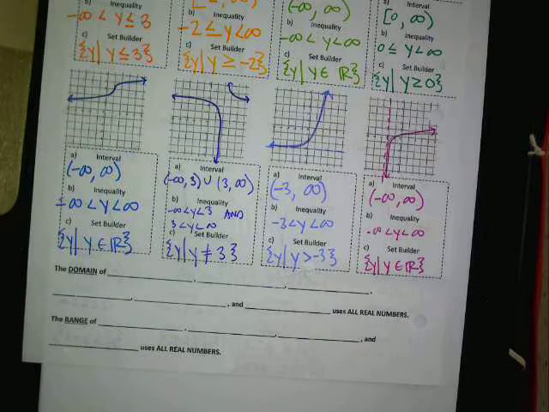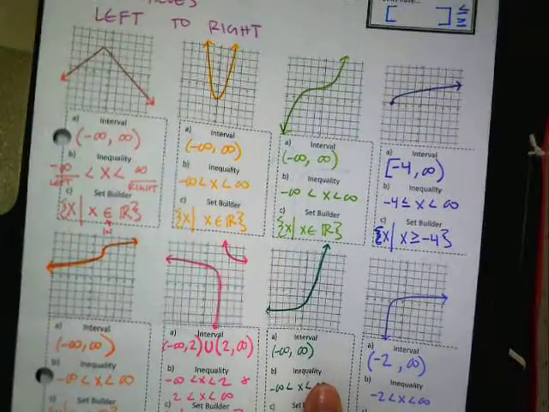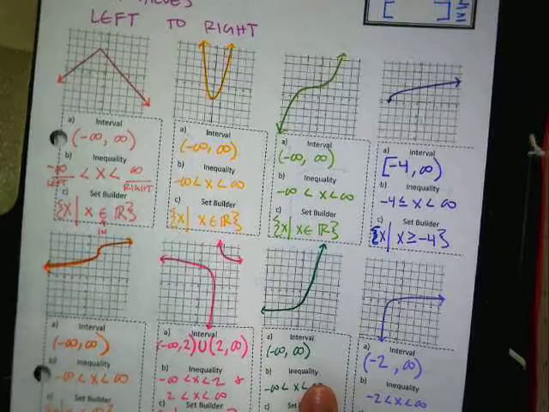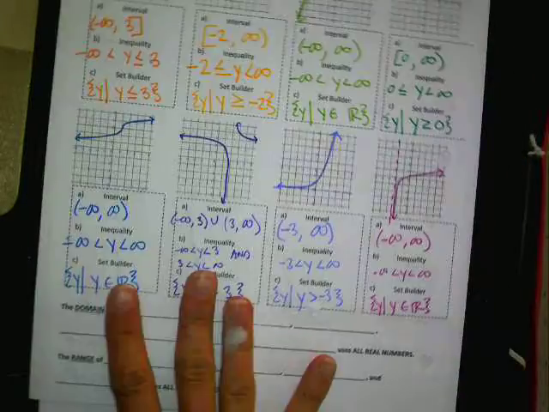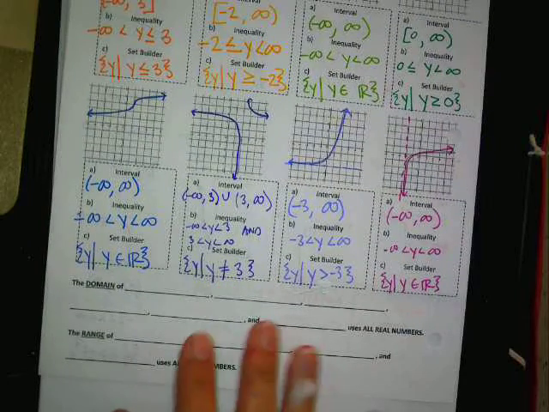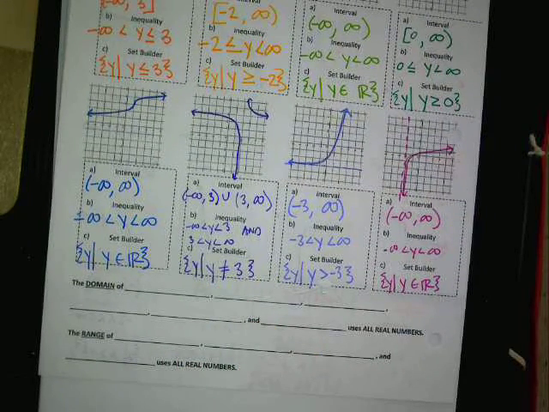Tell me one of them. It's a linear absolute value. Look to the front. Which one of these functions has all real numbers for the domain? There's 6 of them.